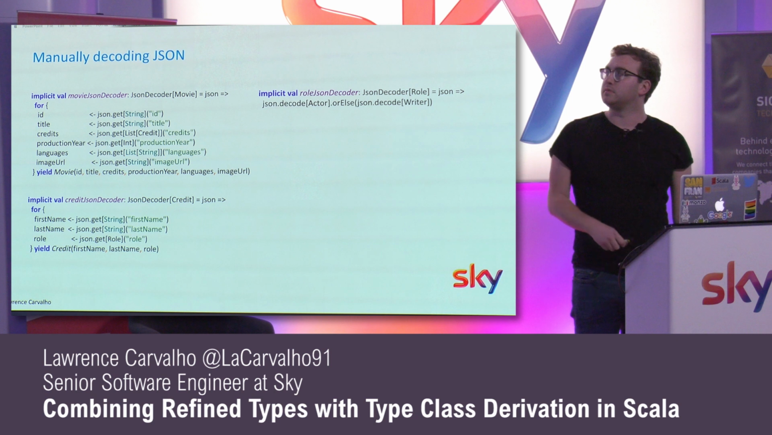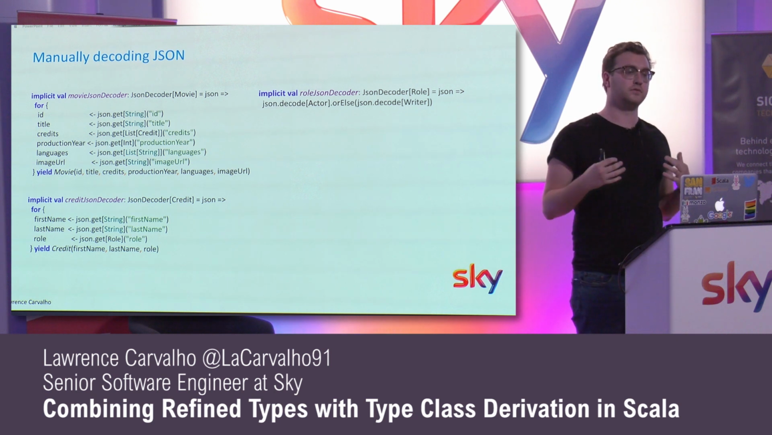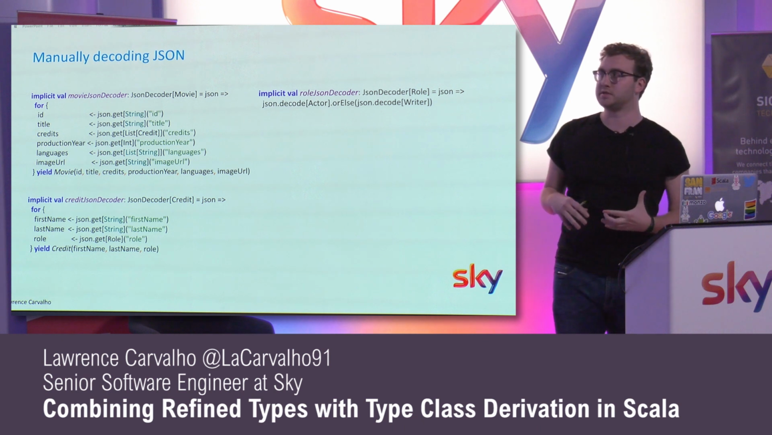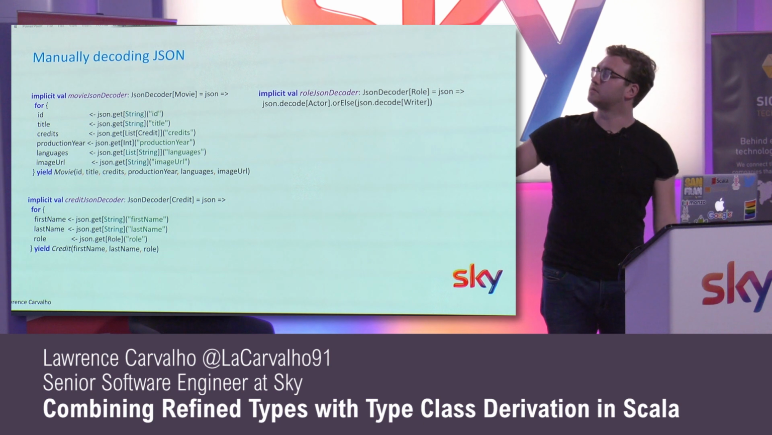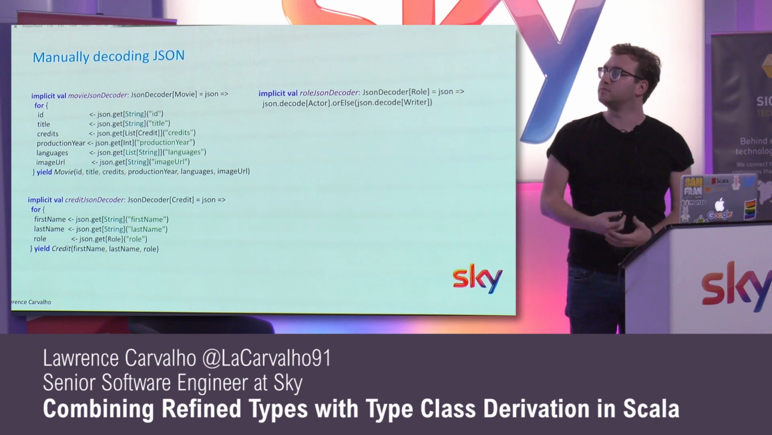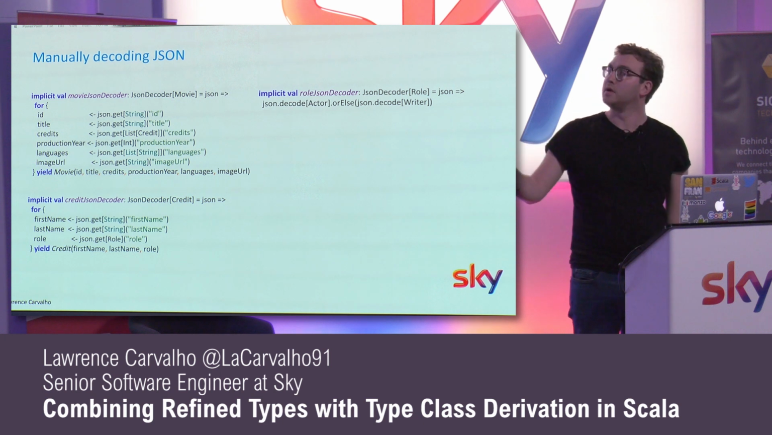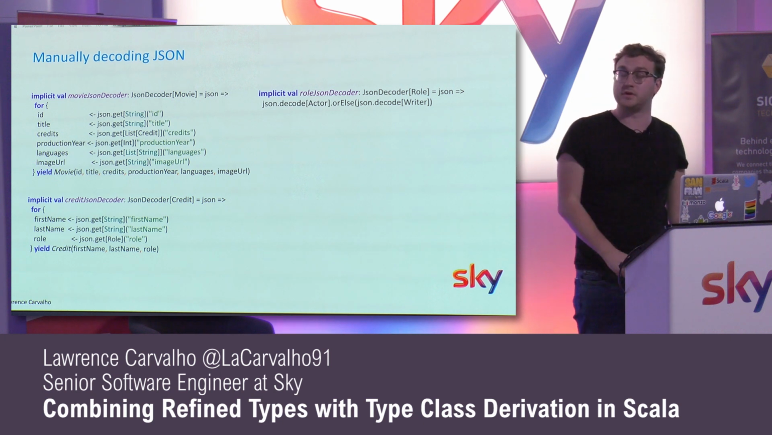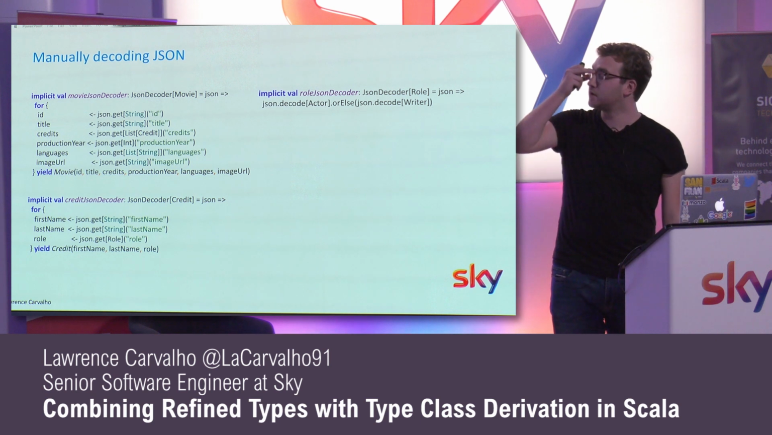Next, I've got, again, manually decoding JSON, but here I'm providing the type class instances for the overall case classes themselves. So I've got an instance here for a movie, getting fields from a JSON by a key. So I want to try and decode the ID. That's going to implicitly call the string decoder. Same with title, list of credits, etc.